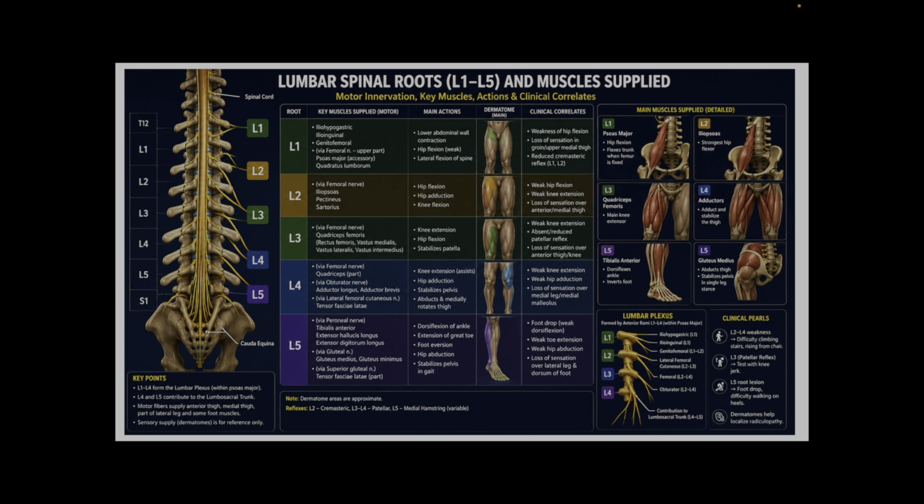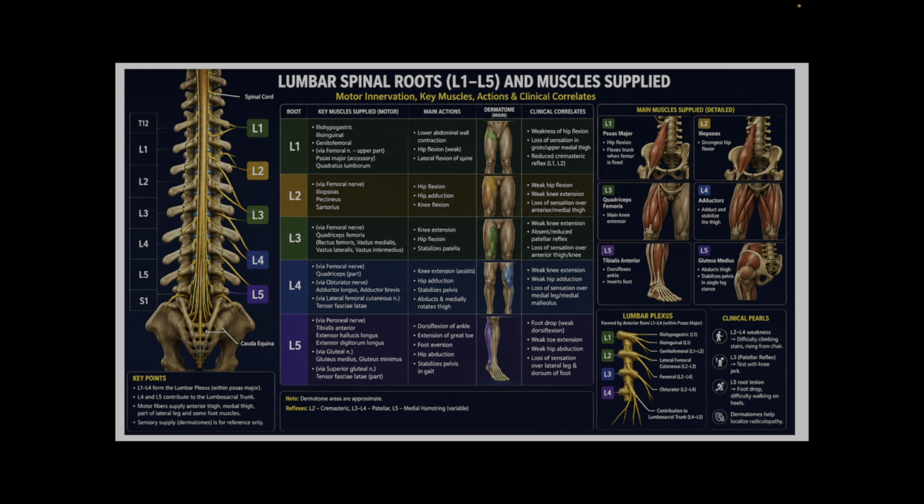Dermatomal sensory loss helps localize lumbar radiculopathy. So L1 to L4 form the lumbar plexus within the psoas major muscle. L4 and L5 contribute to the lumbosacral trunk. These are the key messages. Lumbar roots primarily control hip, thigh, knee, and ankle movements. Muscle weakness, dermatomal sensory loss, and reflex changes are essential for localizing lumbar nerve root lesions.